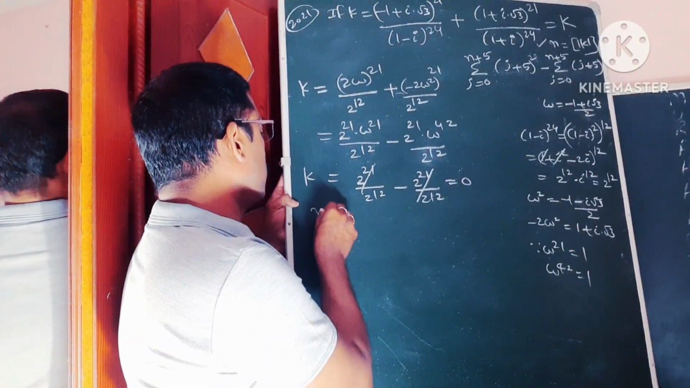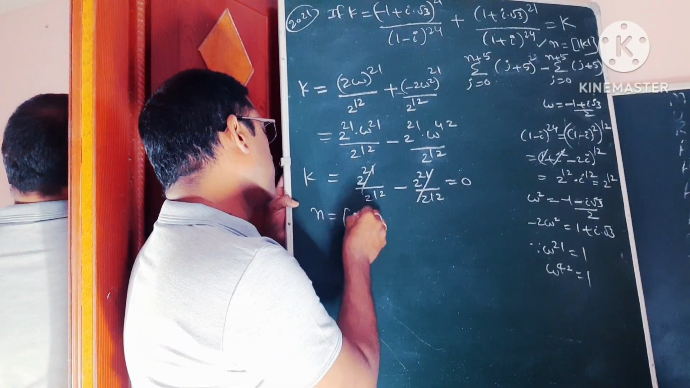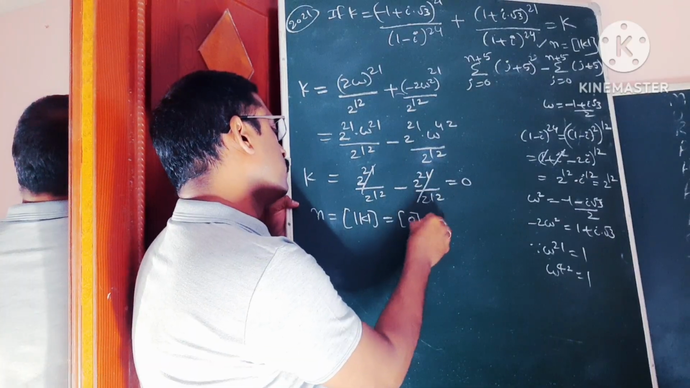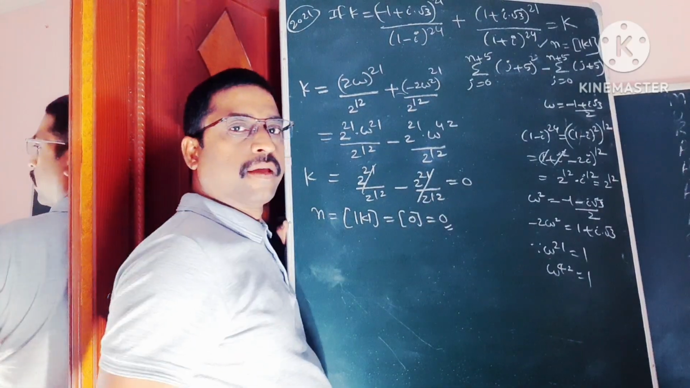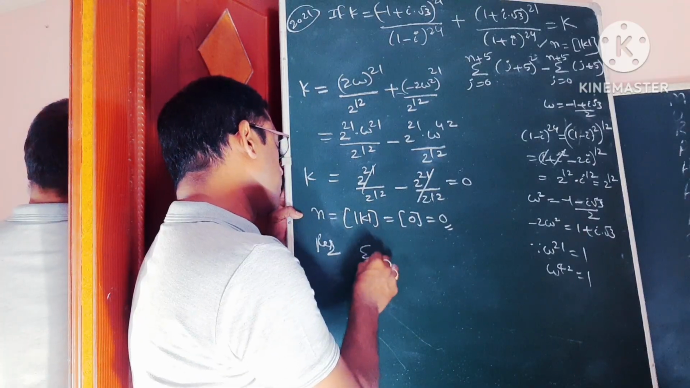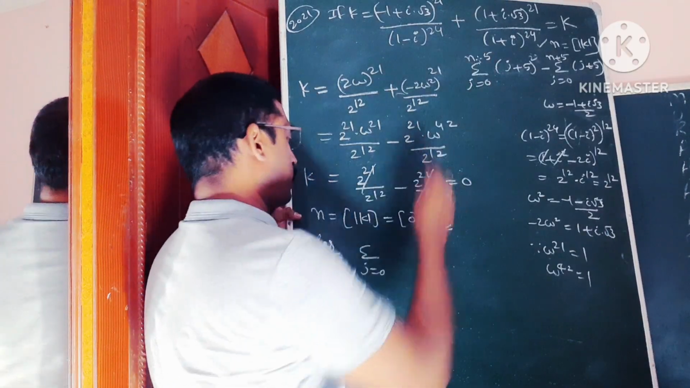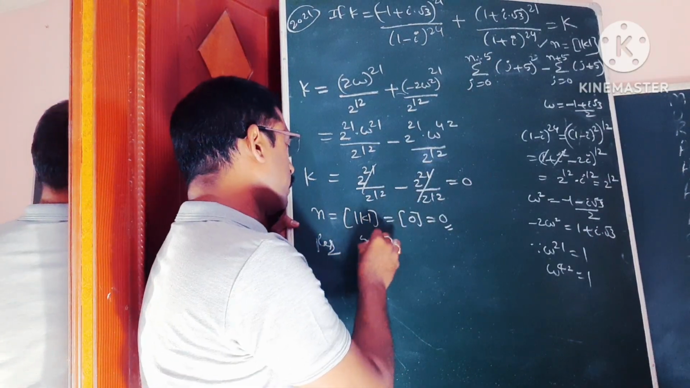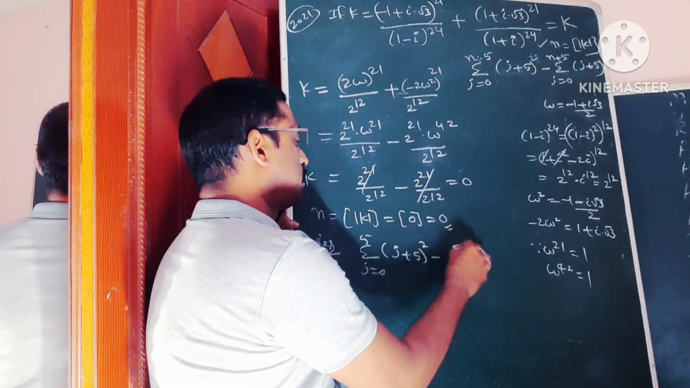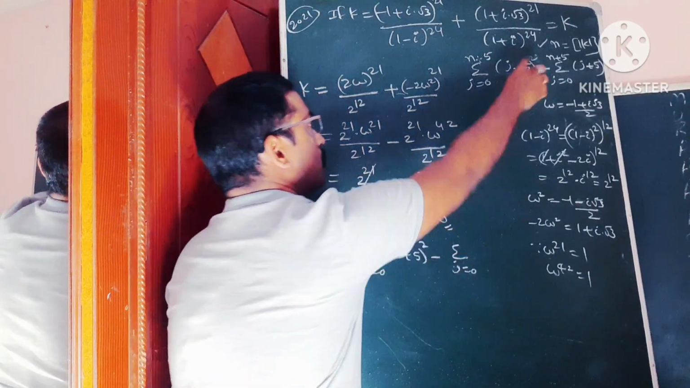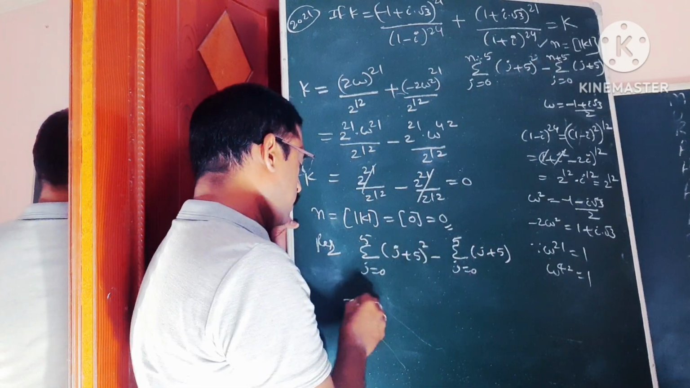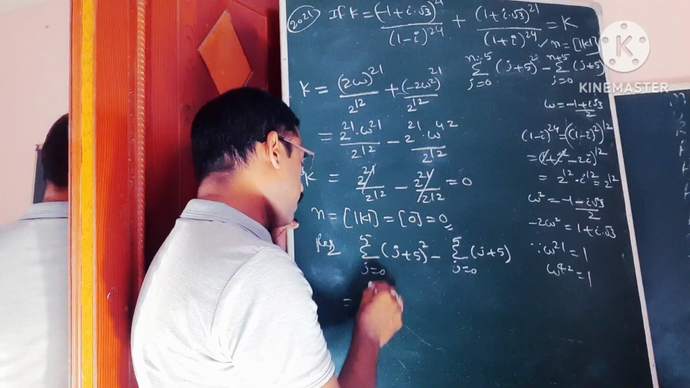Now what is the n value? N value is equal to the integral part of the modulus of K. This is nothing but the integral part of the modulus of 0, which is equal to 0. N value is 0. So what is the requirement here? Summation J equals 0 to n plus 5, that is 0 plus 5, 5, of (J plus 5) whole square minus sigma J equals 0 to 5 of (J plus 5). Now summation J equals 0 to 5.